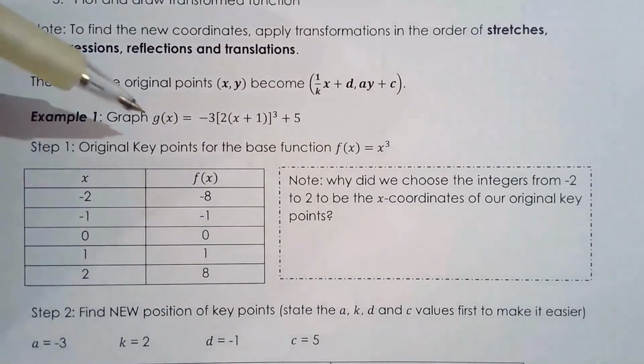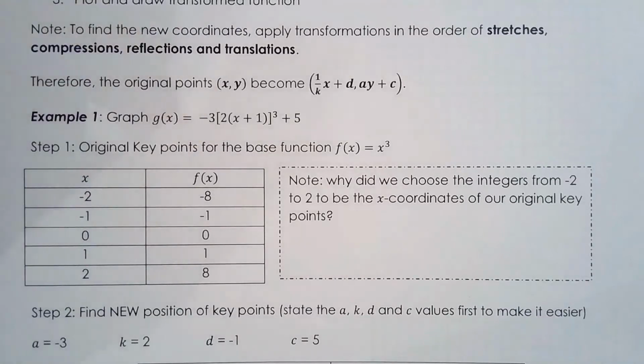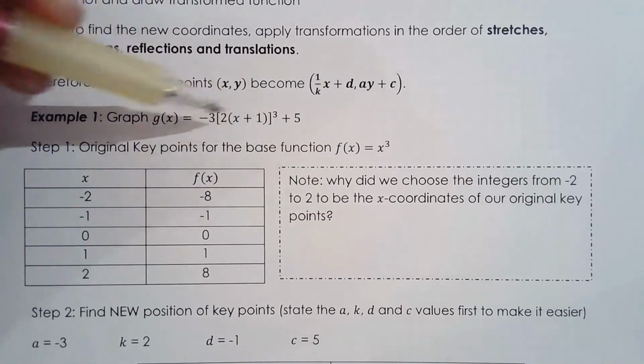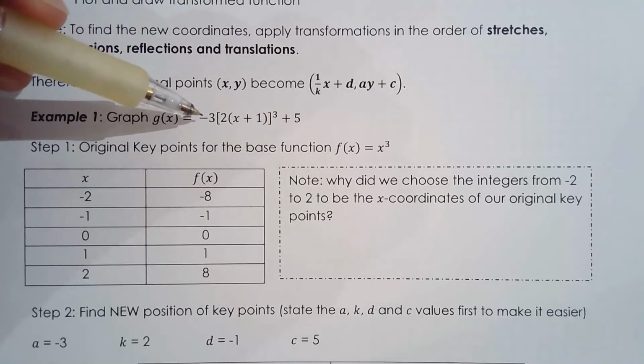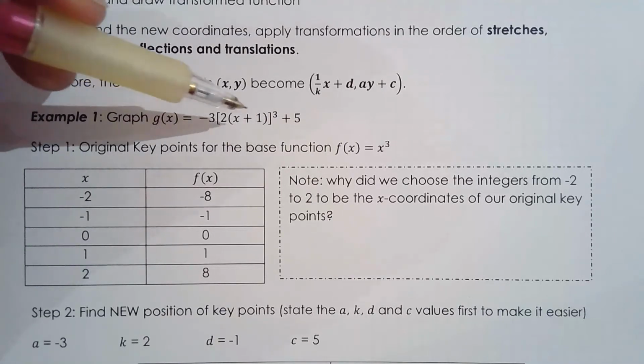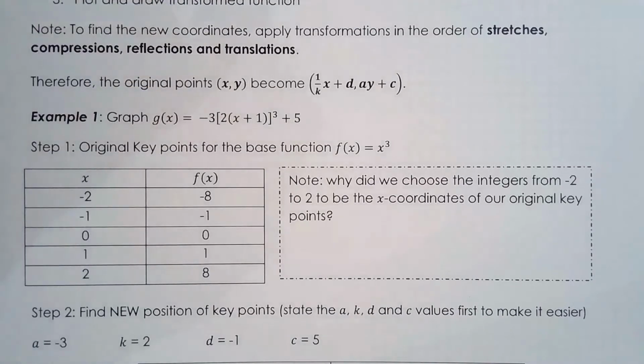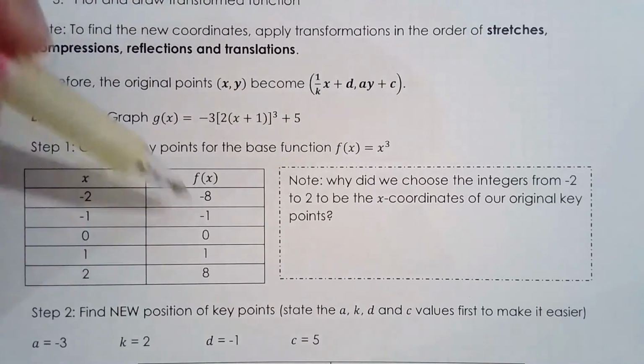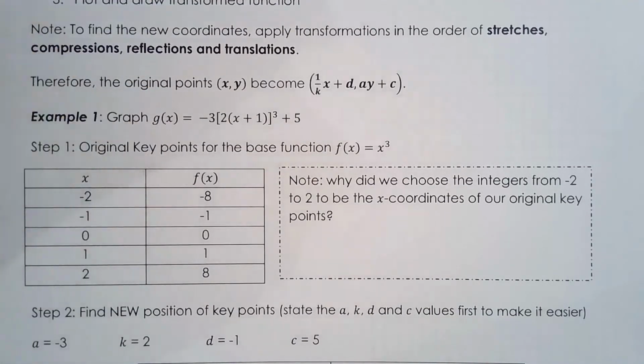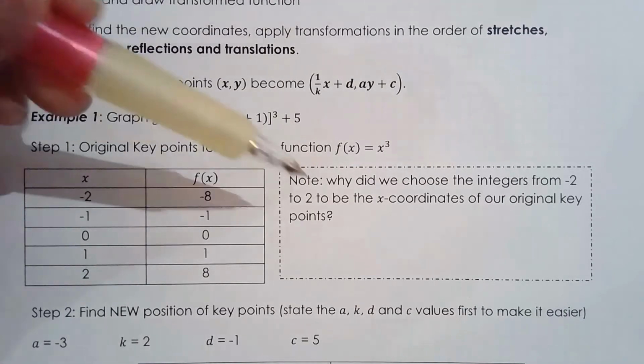What we're going to do is graph g of x, which is a transformed cubic function. So let's see, a is equal to -3, k is equal to 2, d is equal to -1, and c is equal to 5. I actually gave you the original points, and I asked a quick question.